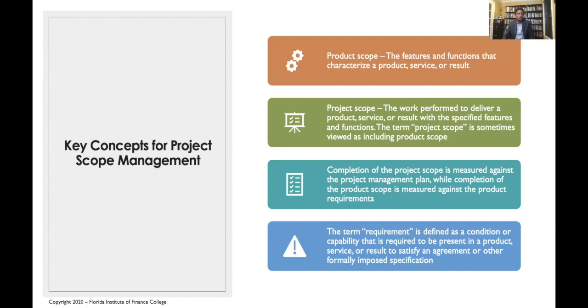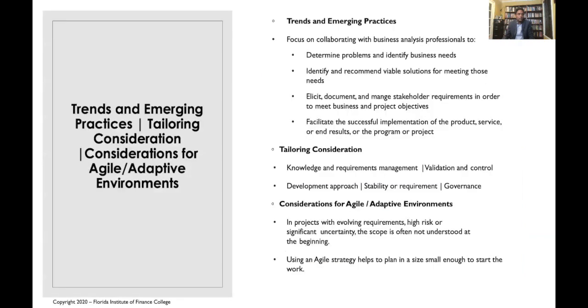Okay, now every time we talk about project scope management, there are a couple of things that come to mind. The first one is the trends in scope management. What are the emerging practices? Because as the technology changes, so does the project process. And of course, consideration for agile, because agile project management is pushing the industry in a different direction. So these are concepts that we need to discuss here.